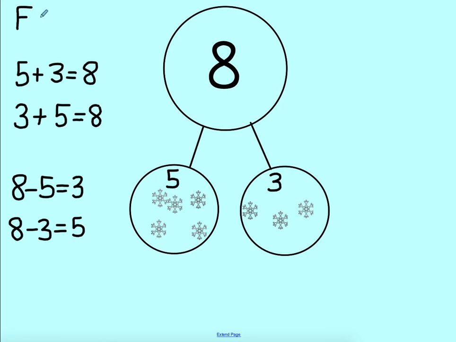Can you say fact family? Fact family. Say it again. Fact family. It's a family because it's the same numbers over and over again, but they're being used a little bit differently each time, but they always keep those same 3 numbers. So we call that a fact family.